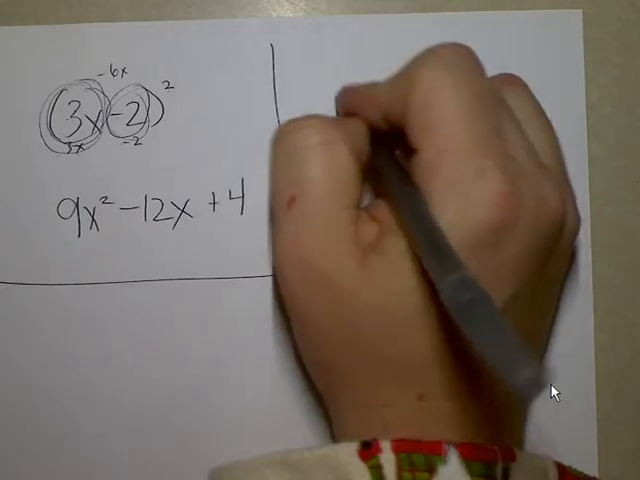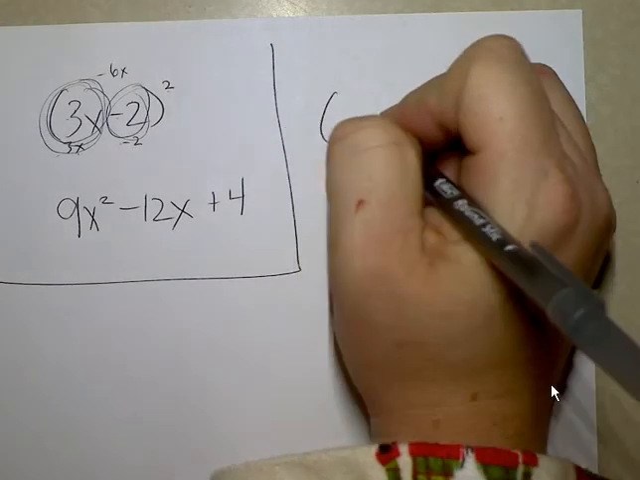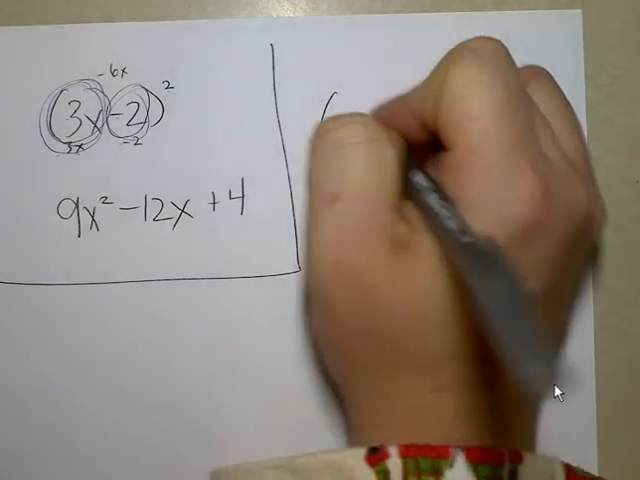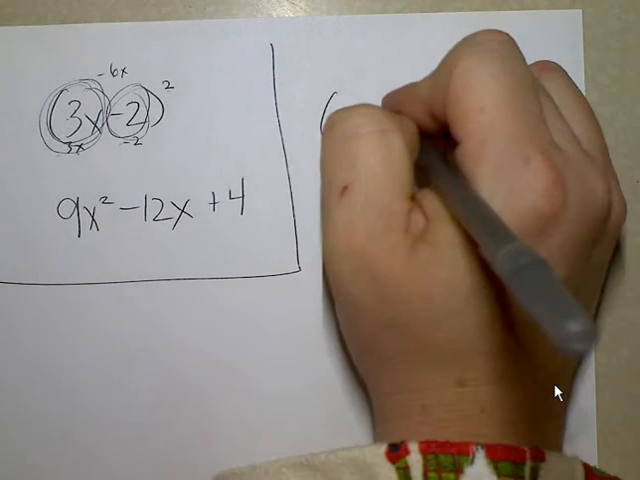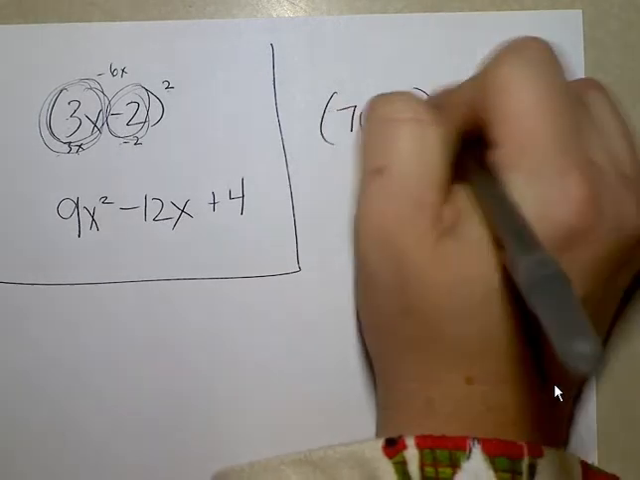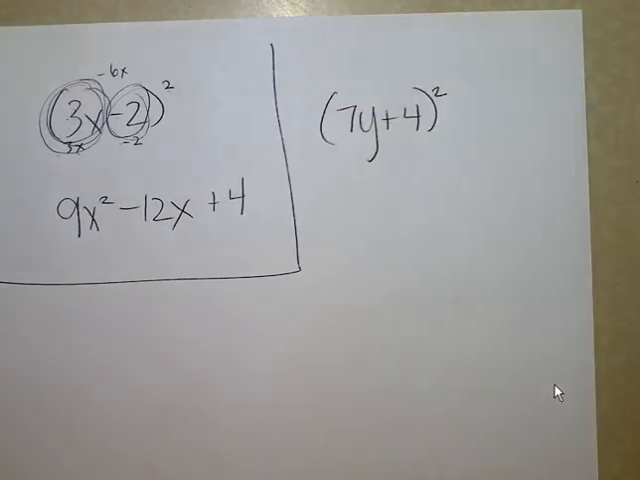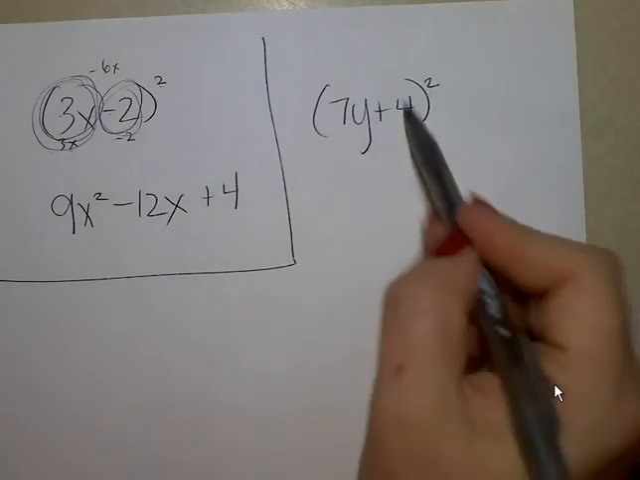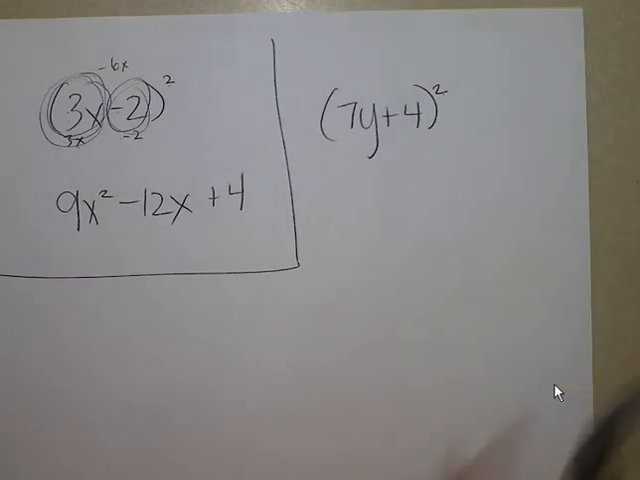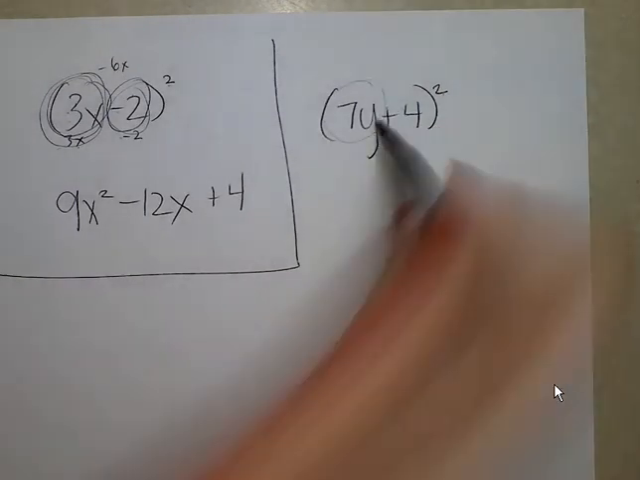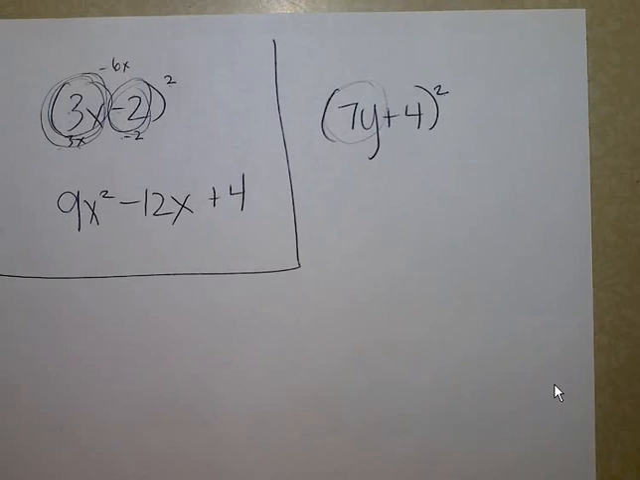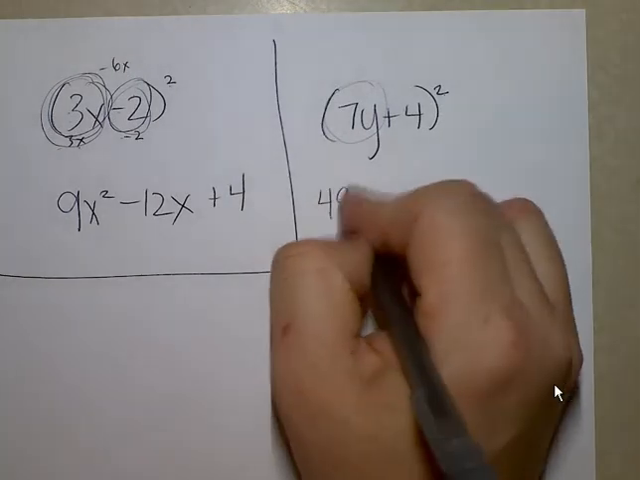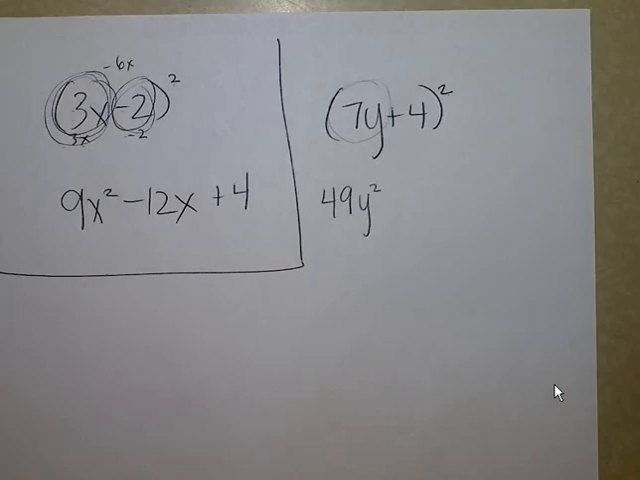Let's try one more the new way. Okay, let's go, because we're going to do one more like this, and then we're going to make it complicated. Let's go 7y plus 4 quantity squared. Remember, you can only use this new method when you have some quantity squared. So, here's the new way. You ready? 7y times 7y. Well, 7 times 7 is 49, and 2 y's would be y squared.